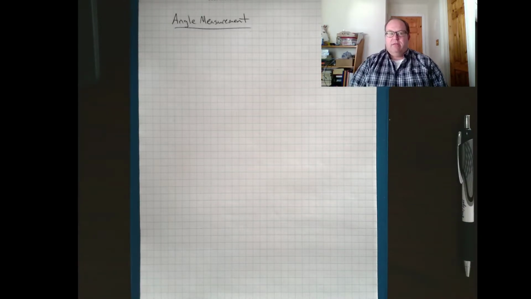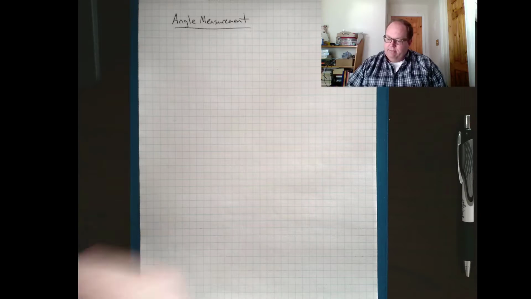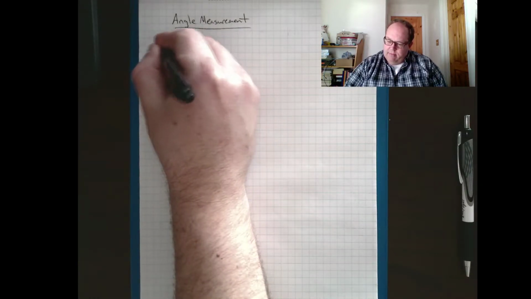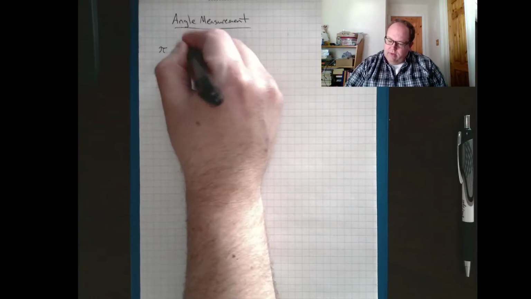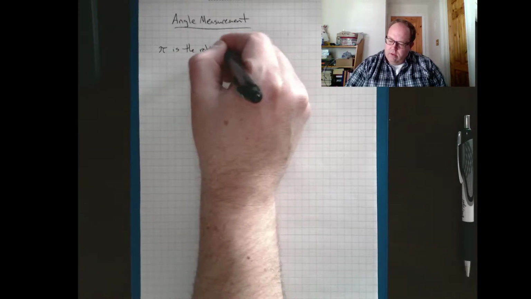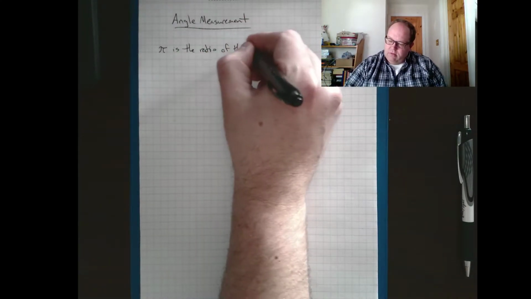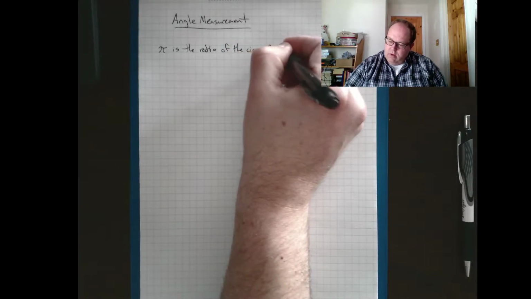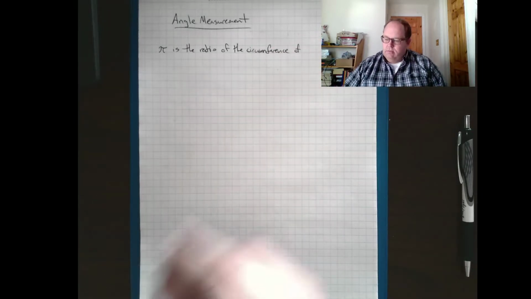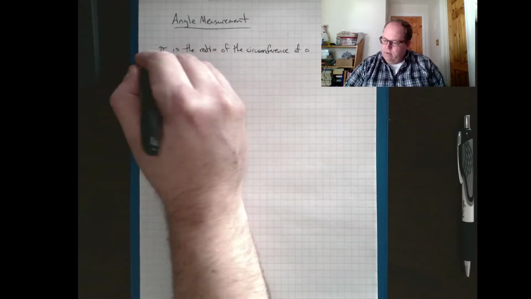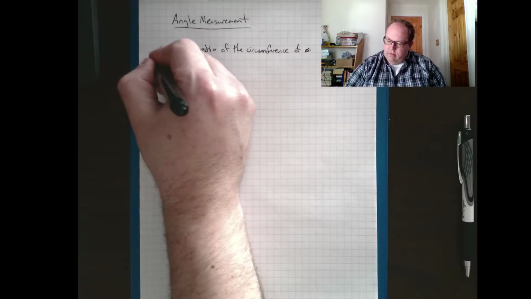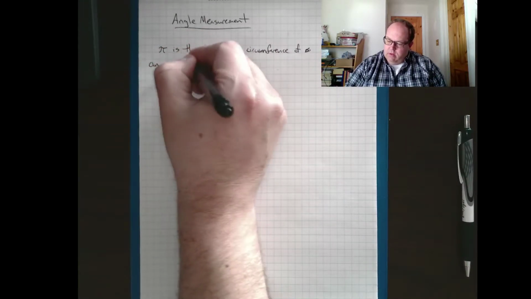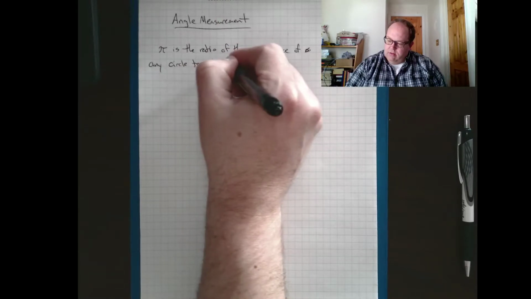And it comes back to this thought of what exactly pi is. So, we'll talk a little bit about pi. What is pi? Pi is the ratio of the circumference of a circle, I should say of any circle, to its diameter.